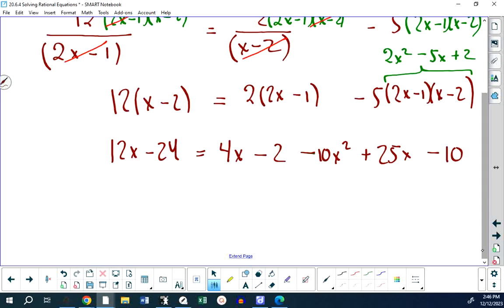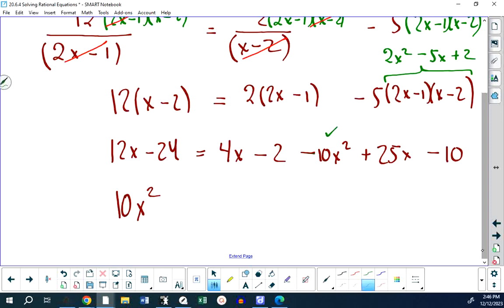Double check everything. 12x minus 24, 4x minus 2. I'm going to have negative 10x squared. I'm going to have negative, positive. Negative 5x times negative 5 is 25x, and then 2 times negative 5 is negative 10. I think that's fine, yeah? All right, so I'm going to zero the equation by moving my quadratic term to the side where it becomes positive. A lot to keep track of here, taking care of that.